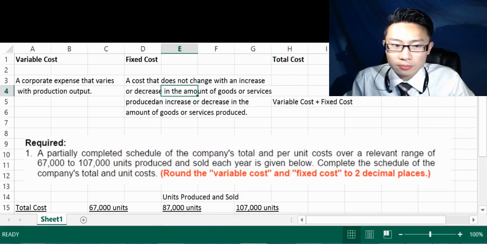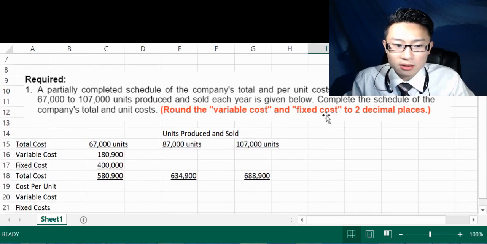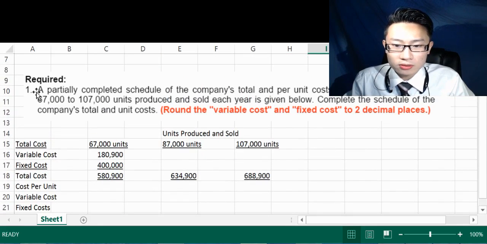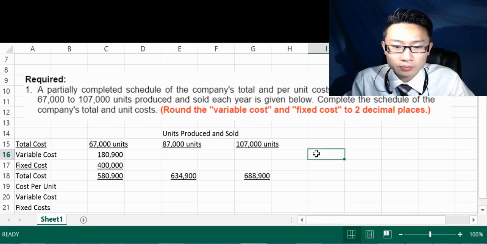So here are three different costs associated with production. I just want to use an example to show you how to calculate variable cost, total cost, cost per unit and variable cost per unit. This is a very easy question. Complete a schedule of the company's total and per unit cost over a relevant range of 67,000 to 107,000 units produced and sold each year, as given below. Complete the schedule of the company's total and unit cost. Round the variable and fixed cost to two decimal places.